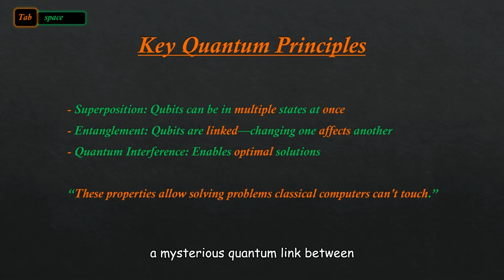Entanglement, a mysterious quantum link between particles. If two qubits are entangled, changing one instantly affects the other, even if they are miles apart. This interconnectivity allows quantum computers to coordinate calculations across qubits with near magical precision. Finally, interference lets quantum computers cancel out incorrect answers and amplify the right ones, guiding computers towards the correct solution. These three ideas, superposition, entanglement, and interference, form the bedrock of quantum software design.